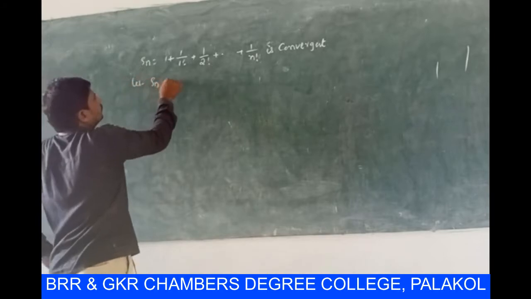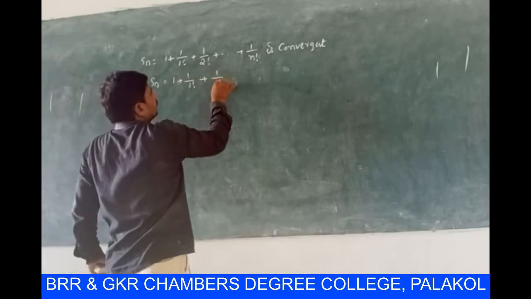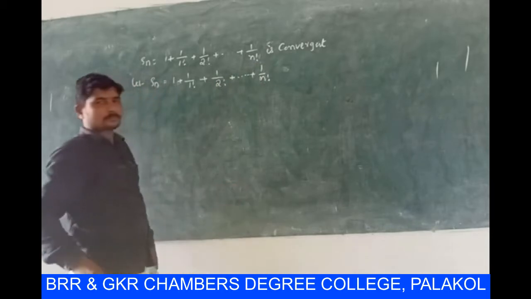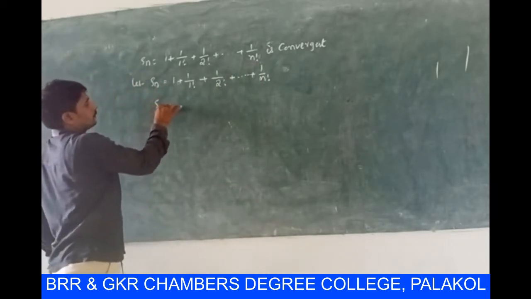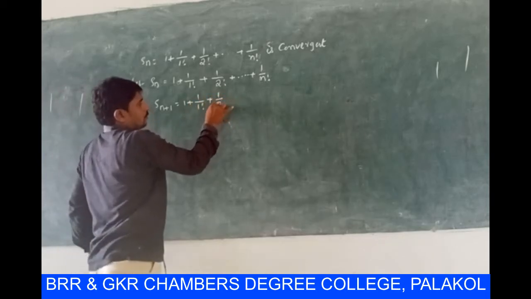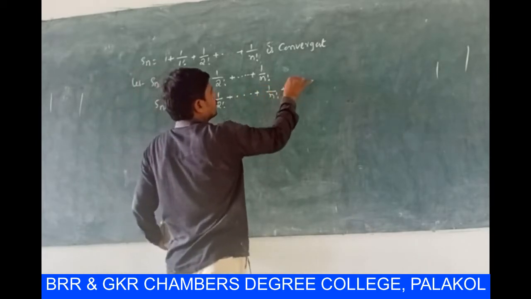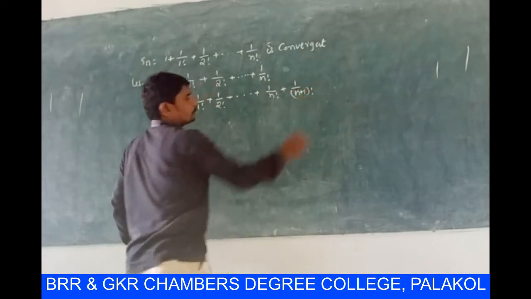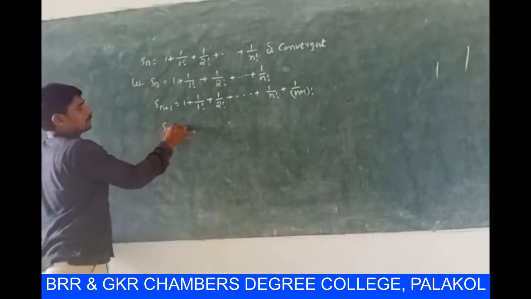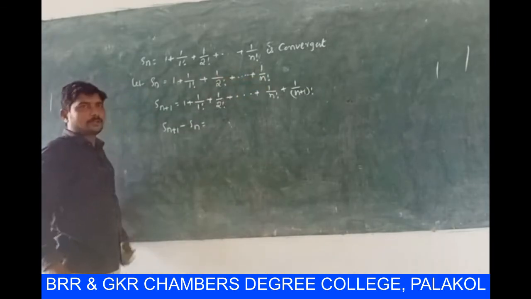Let Sn is equal to 1 plus 1 by 1 factorial plus 1 by 2 factorial plus and so on plus 1 by n factorial. From this we calculate Sn plus 1, that is equal to 1 plus 1 by 1 factorial plus 1 by 2 factorial plus and so on plus 1 by n factorial plus 1 by n plus 1 factorial. Now take the difference. The difference is Sn plus 1 minus Sn. Up to 1 by n factorial, the terms cancel.